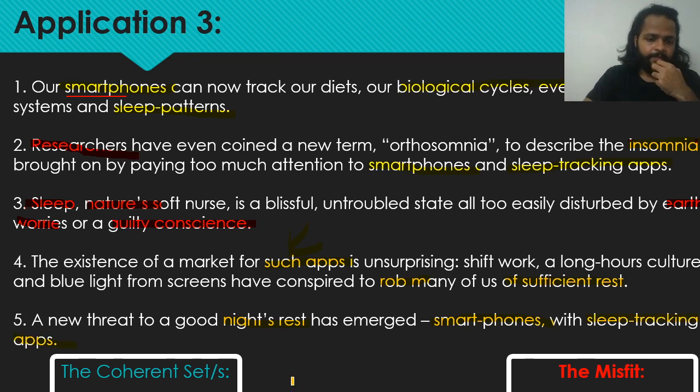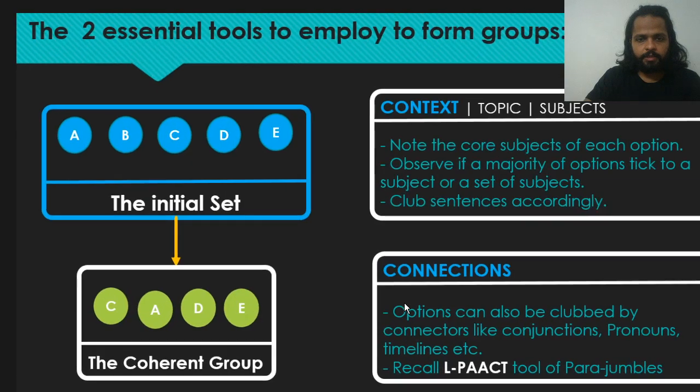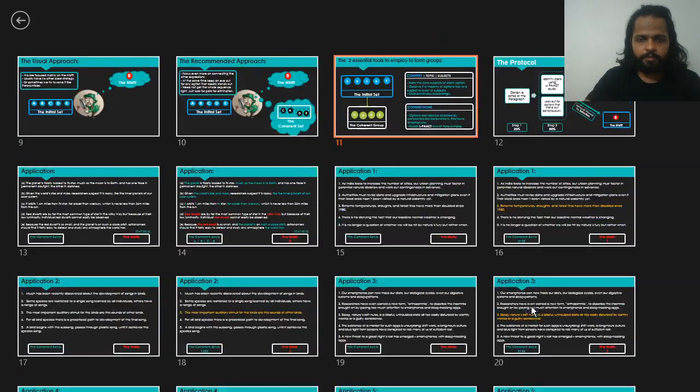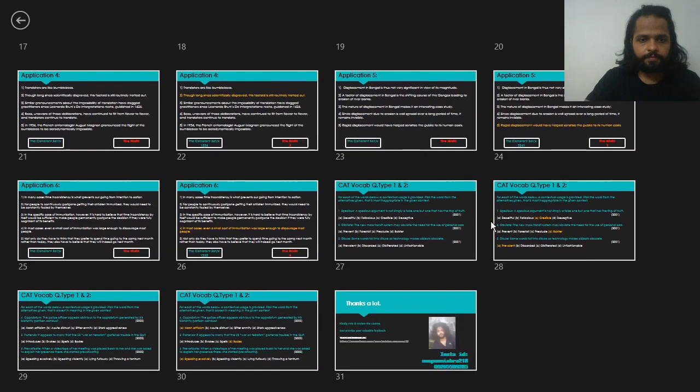So guys, as I said earlier, what did we talk about earlier? We talked about the two C's, right? Let me just take you there. Yeah, we talked about the two C's that you can employ: context and connections, to get the coherent set from the initial set. Right. So what C's have we mainly used? The context, right? And a little bit of connections. Let me just take you back to the slide that we are solving. Wait a second.